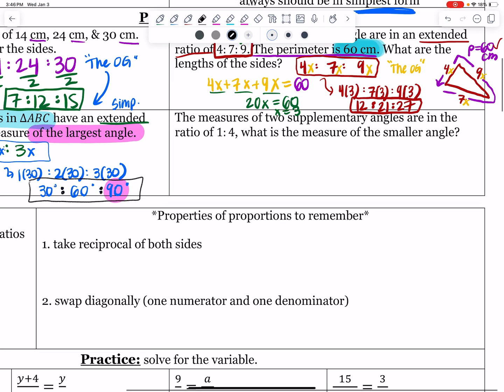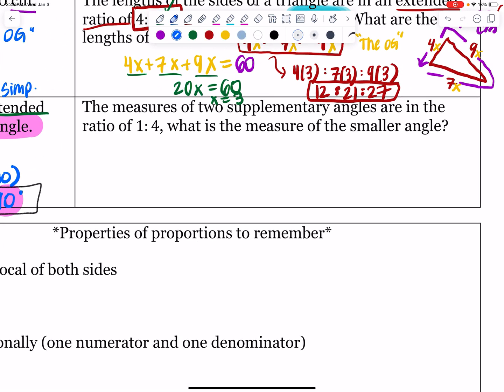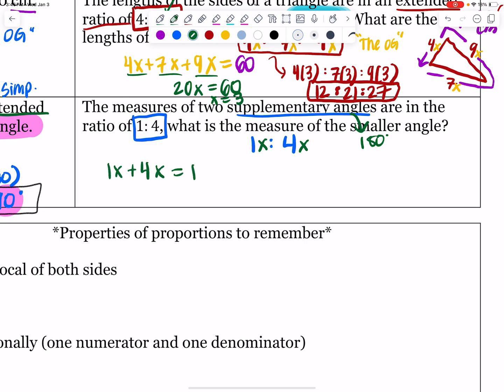Okay? All right, now we're just working with a ratio, not an extended ratio. The measures of two supplementary angles are in the ratio of 1 to 4. What is the measure of the smaller angle? So again, we think that this might have been reduced because I know that they would not be supplementary if it was 1 plus 4. That would just be 5 degrees. Supplementary means that they should add up to 180 degrees. So I'm going to go 1x plus 4x, and I get that 180 by knowing that supplementary angles have a sum of 180 degrees. So if 5x equals 180, then x equals 36.